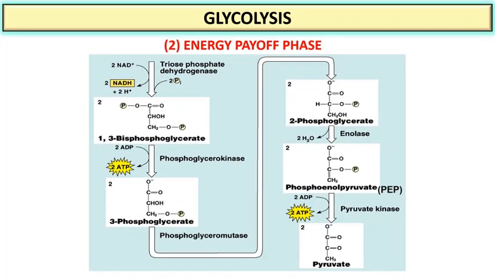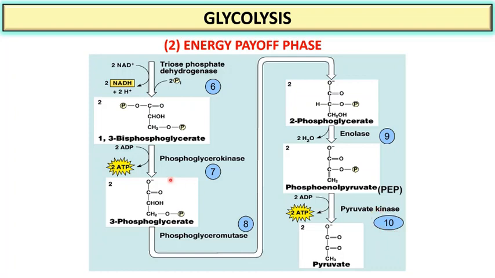The second phase is the energy payoff phase. In this phase, it involves another 5 steps. This phase is called the energy payoff phase because during this phase, ATP is formed. The ATP is formed during step 7 and also during step 10.